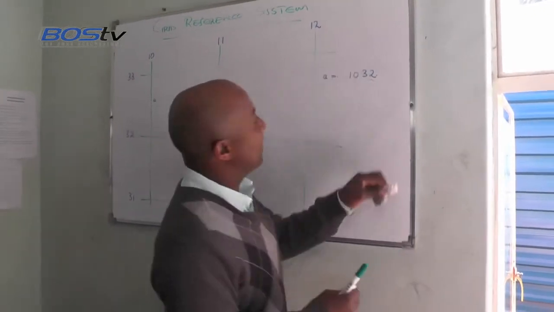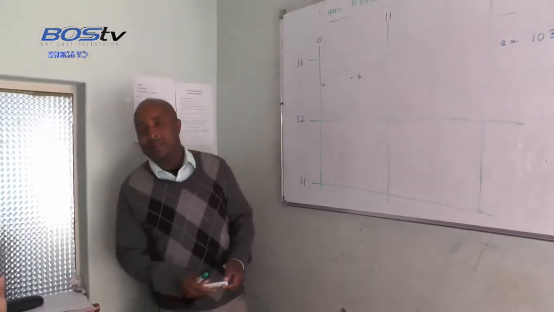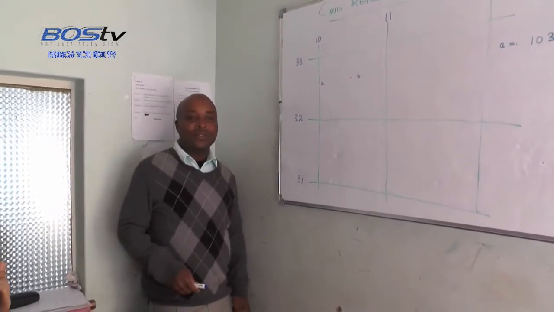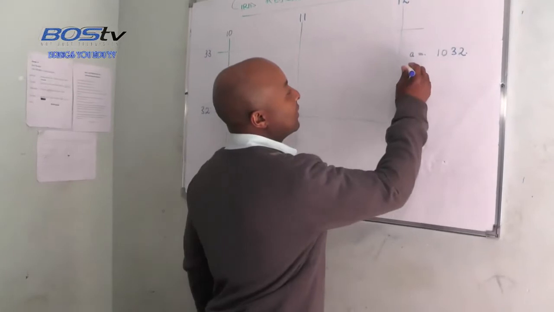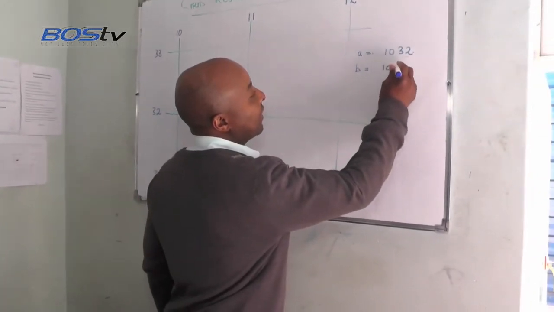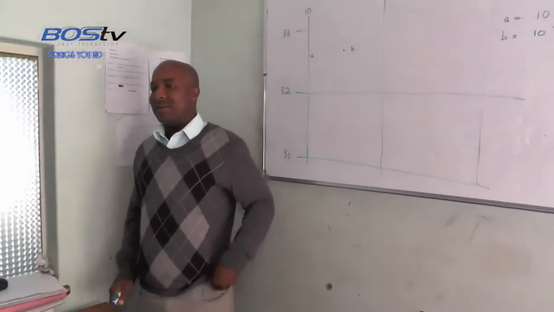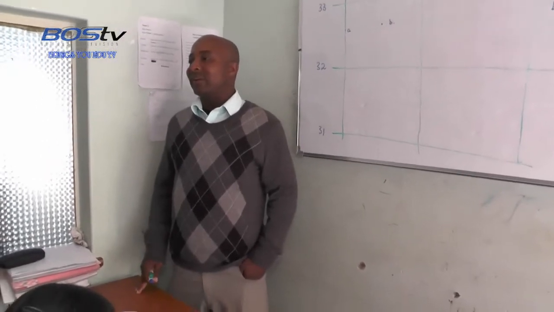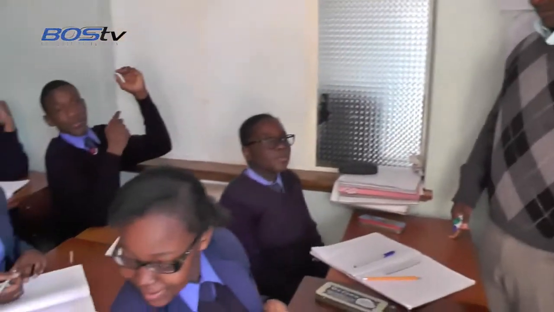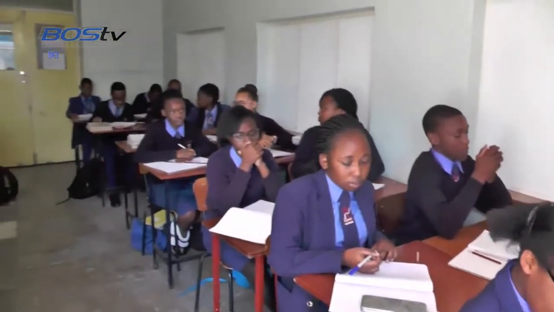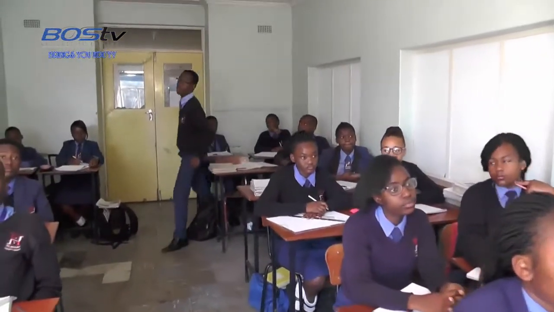Now, can someone give me the 4-figure grid reference for the other point, which is B? Right, yes. The 4-figure is 1032. Yes. Can someone, this time, come and tell us how it's done? We can't always have the same person. Come and tell us how we get 1032.